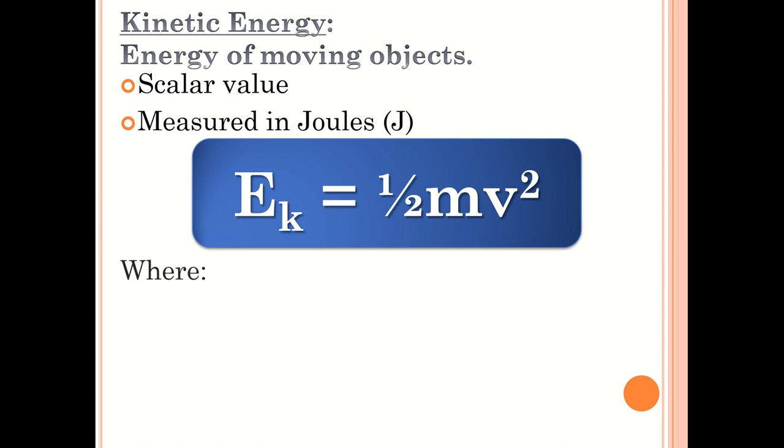Now, the equation for this is, again, I'm going to use the subscript K to indicate energy that's kinetic, and this is going to equal 1/2 times mv squared, or mv squared divided by 2. Where m is the mass of the object and v stands for the speed or velocity of the object. So again, the 1/2 just means that we have the m and the v squared divided by 2. So that's going to be our equation for the kinetic energy.